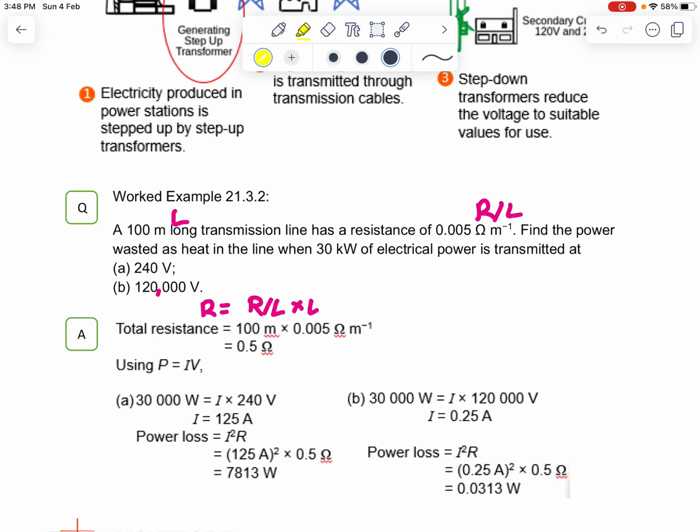Using the formula P equals VI, we can get the individual current at the different voltages. We get a current of 1250 amperes for the 240 volts. At 120 kilovolts, the current is smaller. So we calculate using the formula P equals I squared R for power loss. You get this value, 781 kilowatts versus 0.03 watts. So we realize that at higher current, the power loss is larger as compared to at lower current. And that is the end of this chapter.